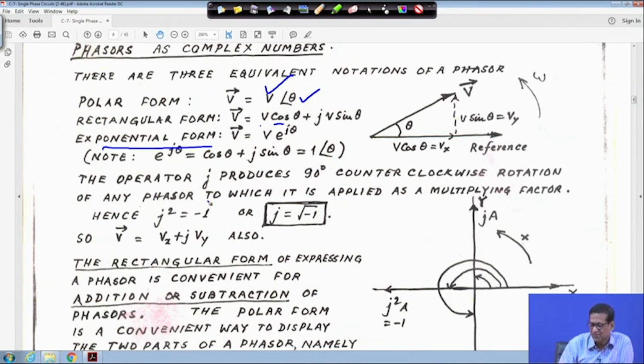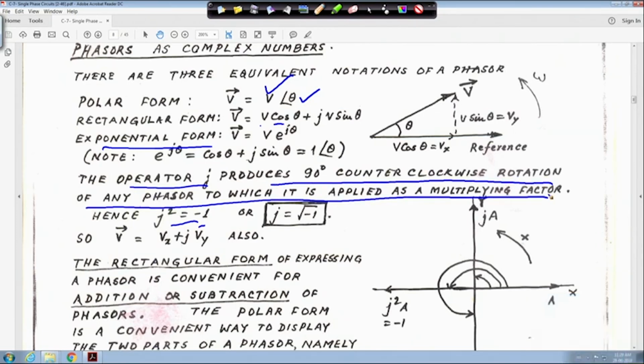Another thing is that the operator j produces a 90-degree counterclockwise rotation of any phasor to which it is applied as a multiplying factor. Hence j square is equal to minus 1. So this is the real axis, this is the imaginary axis. In that case, this is j, which we call imaginary.